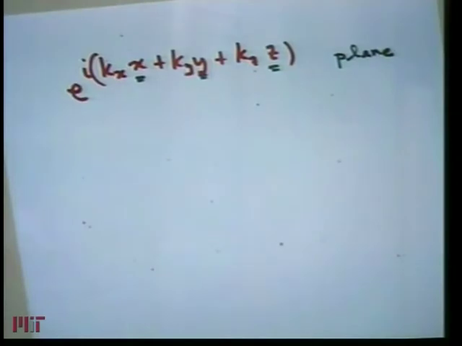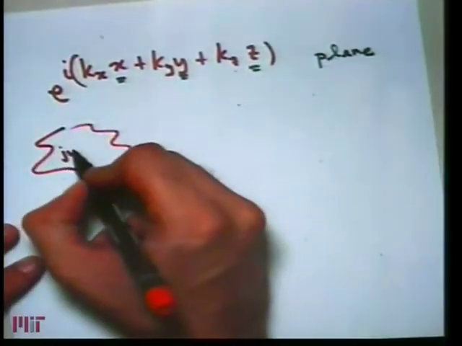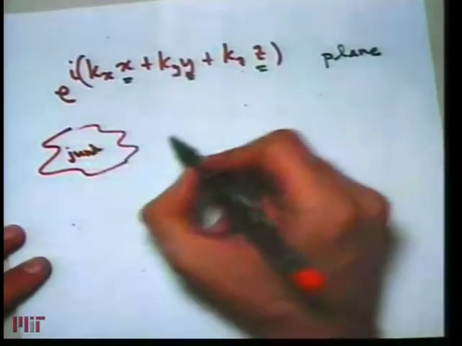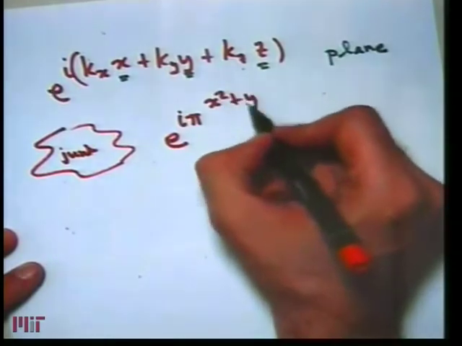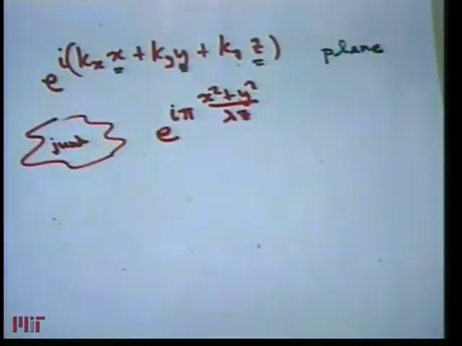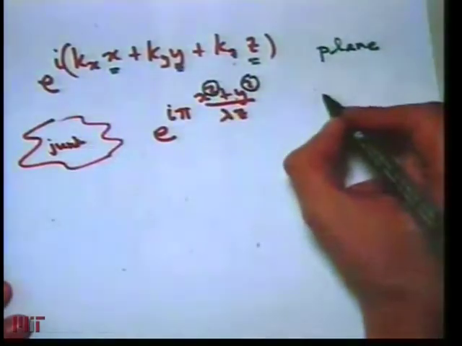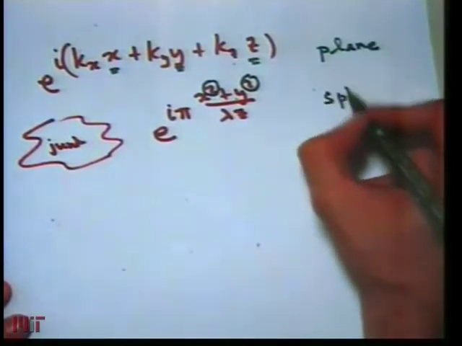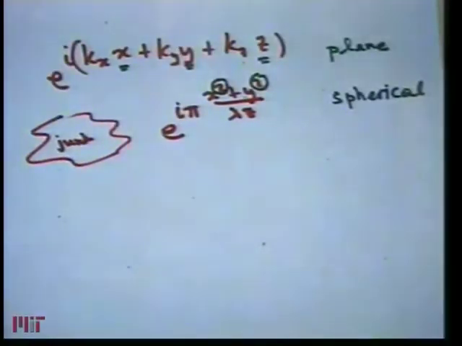When we arrive at an expression that looks like this, you might have all kinds of junk, and somewhere you have something of the form e to the i pi (x squared plus y squared) over lambda z. This quadratic means that it is spherical. Or more accurately, the paraxial approximation to a spherical wave.